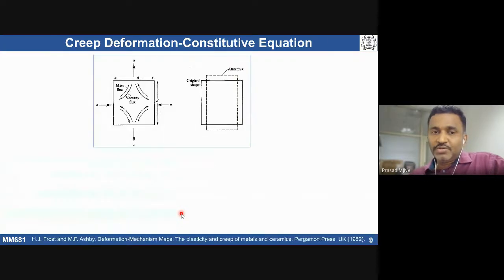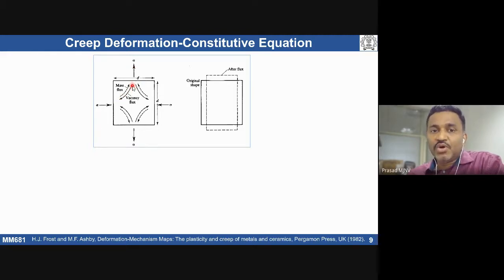So when I deform a material at high temperature under stress, typically what happens is there is a mass transport. We assume there is a grain of size d. I'm deforming the material under tension and compression, for example, so it is experiencing a biaxial kind of loading, one tension, the other compression. Typically there will be a mass transport under load. Mass is going to transport towards the tensile direction.